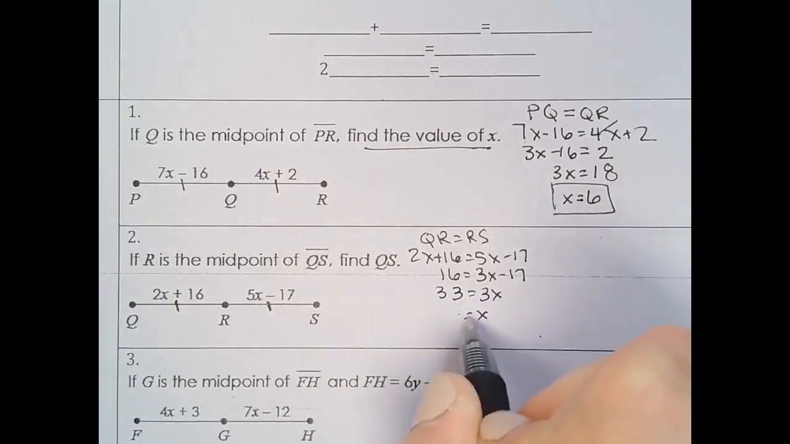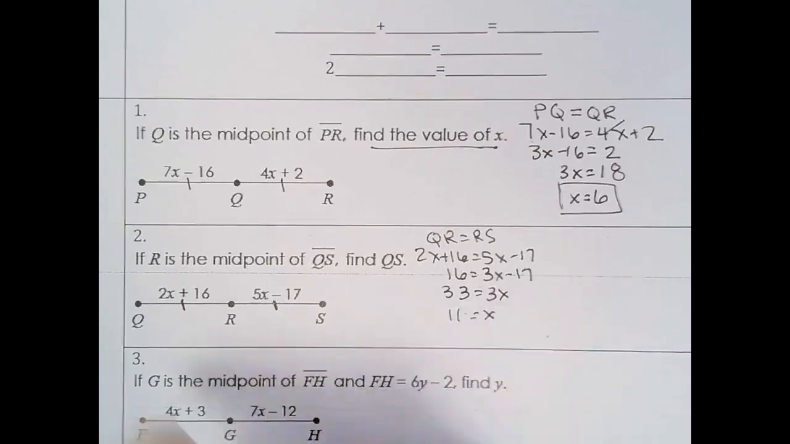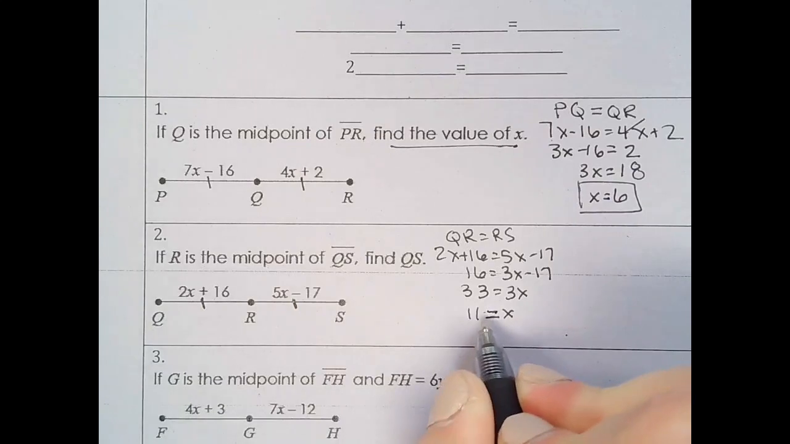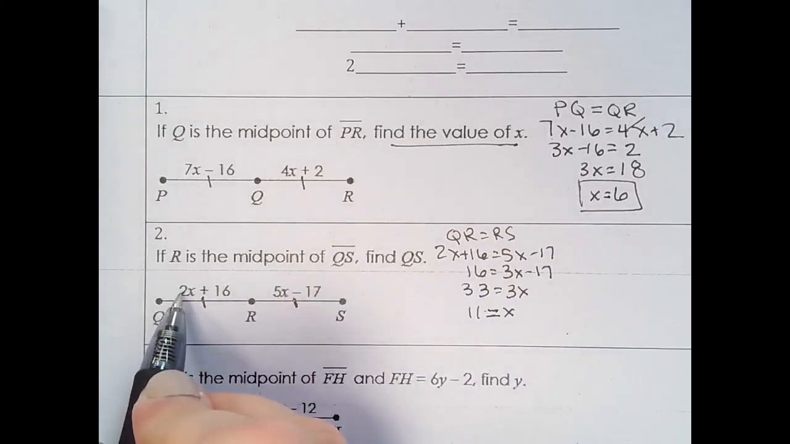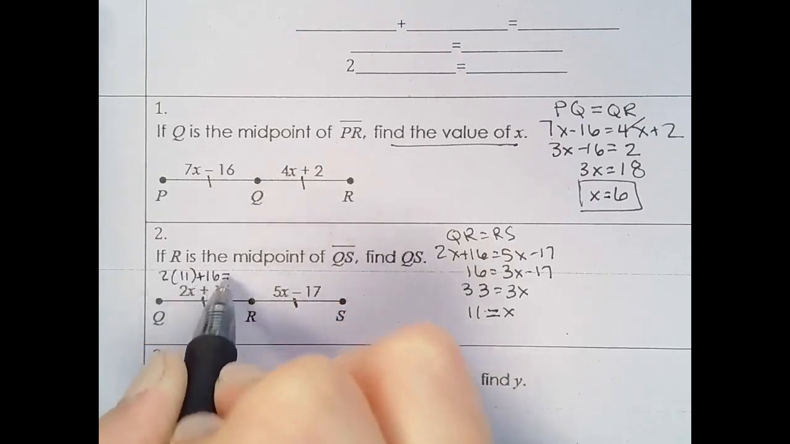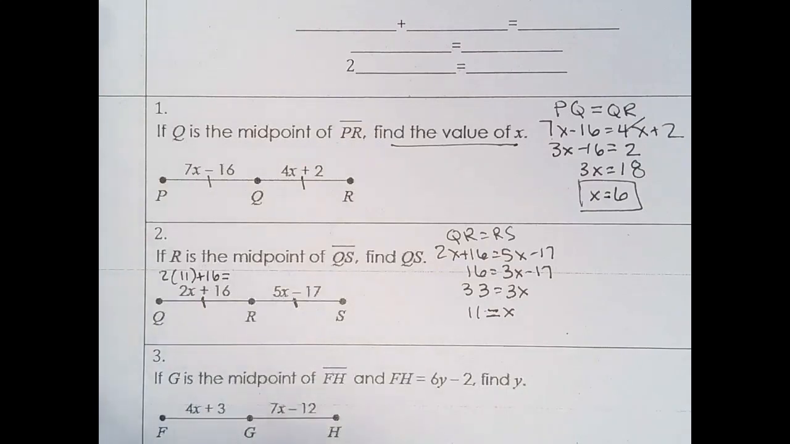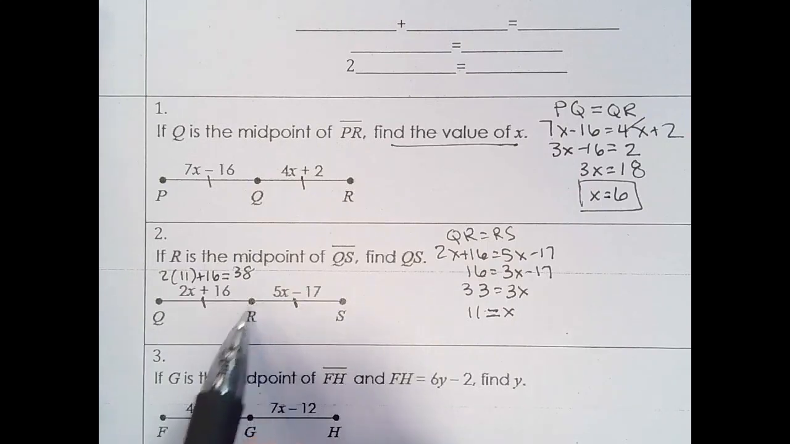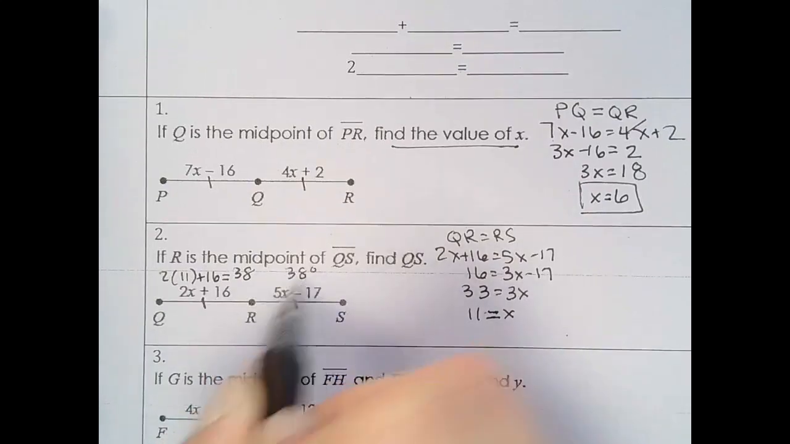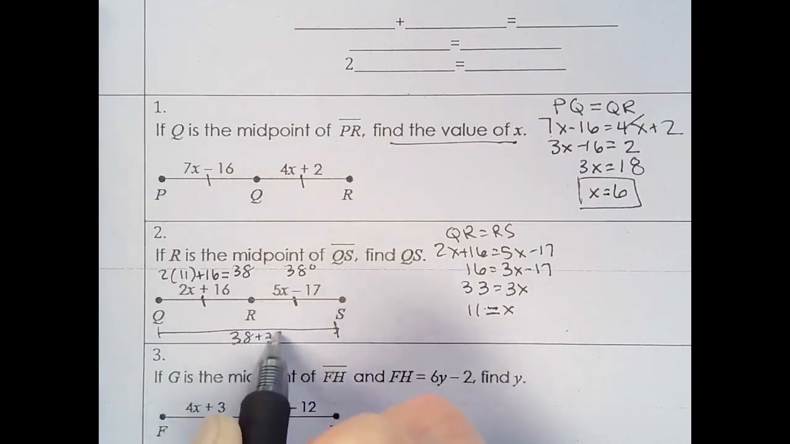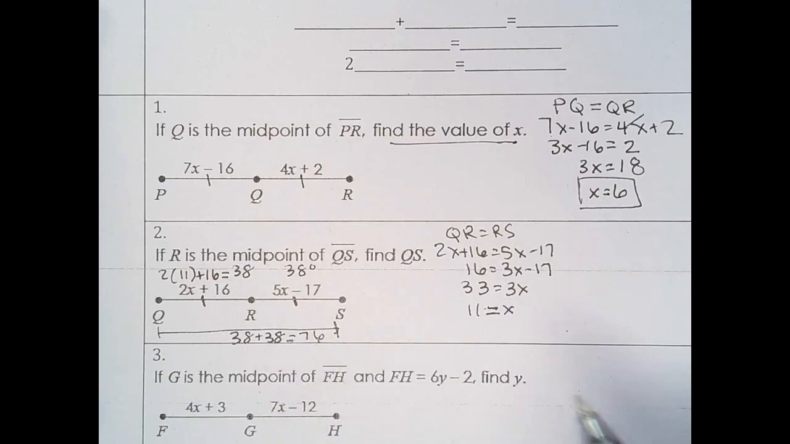I was asked to find QS, and I know what x is. I can go ahead and plug 11 in for one of these pieces. So I can say 2 times 11 plus 16. 2 times 11 is 22, plus 16 is 38. Well, if Q to R is 38, then R to S is 38. And the whole thing Q to S, that's 38 plus 38, which is 76. So QS is 76.